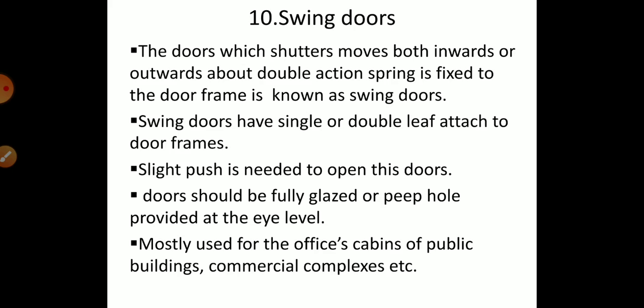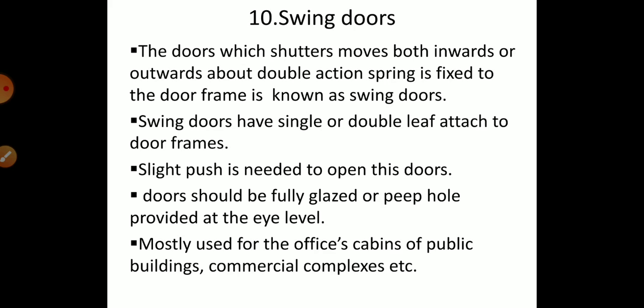The next is the swing door. So, what is the swing door? It is a door whose shutter moves both inward and outward, which requires double action spring hinges fixed to the door frame. In short, this type of door swings about double action spring hinges. In the exam, you may be asked which type of hinge is provided in a swing door. It is the double action spring hinge.